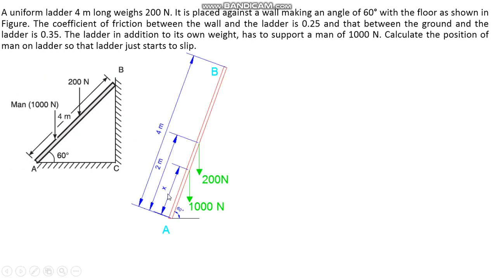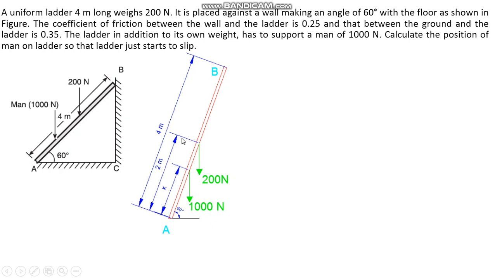In this problem, the 200 Newton weight of the ladder has to be placed at exactly the middle of the ladder length. The ladder length is given as 4 meters, so the self weight of the ladder should be at 2 meters. The weight of the man is 1000 Newton, but the position is unknown. So from this point A, we will consider the distance as X. We don't know the X value, and in the figure the ladder angle is given as 60 degrees, so you have to take the ladder angle as 60 degrees.